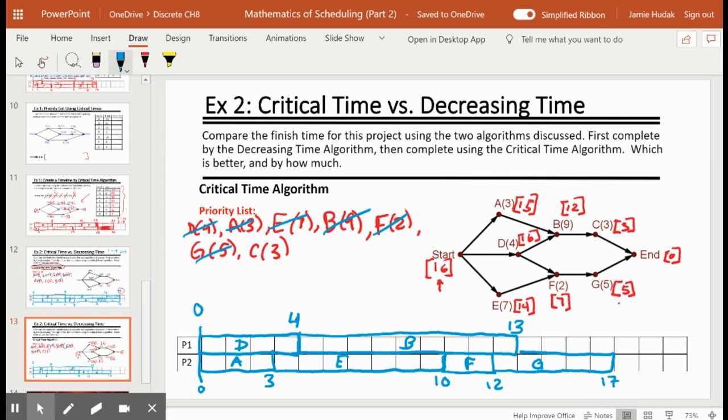Off the list. C is waiting for B. B finished back at 13. 1, 2, 3. That brings us to 16. And then 1 unit of idle time. And we see that the finish time here is 17, and the idle time is 1 unit. And we say, yes, we have completed the same exact project more efficiently.